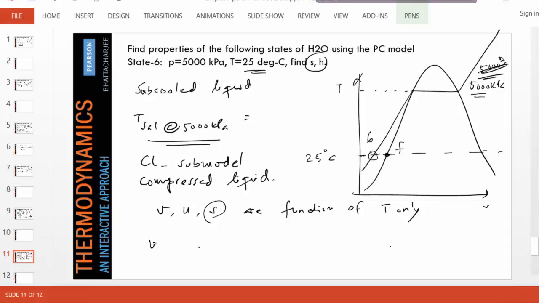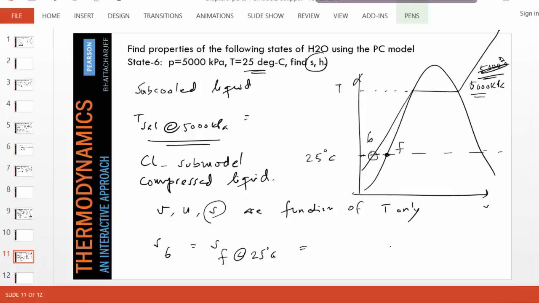So therefore we are trying to find entropy here. S6 must equal Sf at 25 degrees Celsius. See if it makes sense. In other words, as long as the temperature is 25 degrees Celsius, I can pick any point, and I'm picking the F point because for this we know how to find the value of Sf.